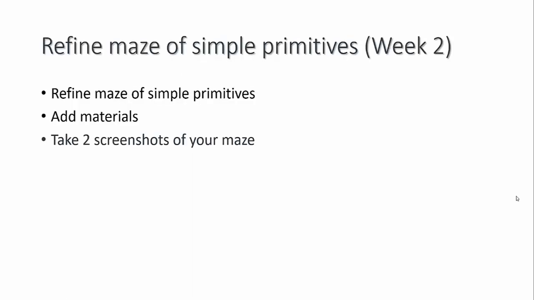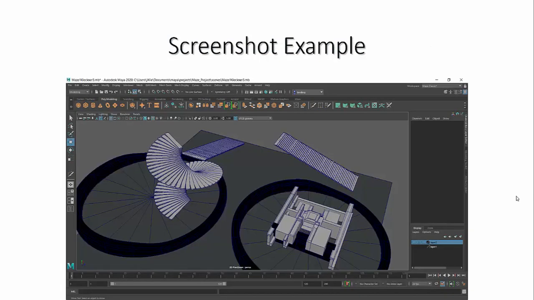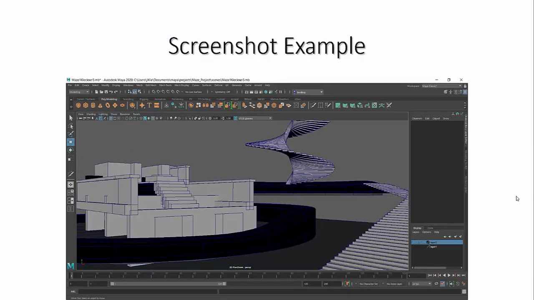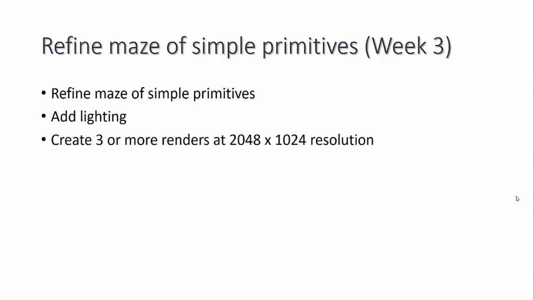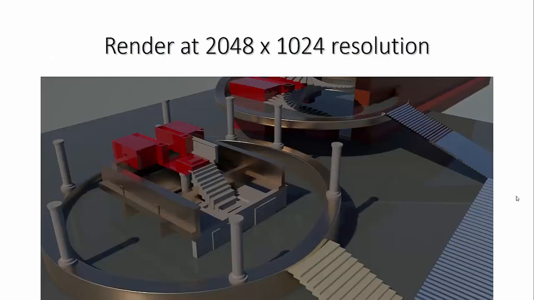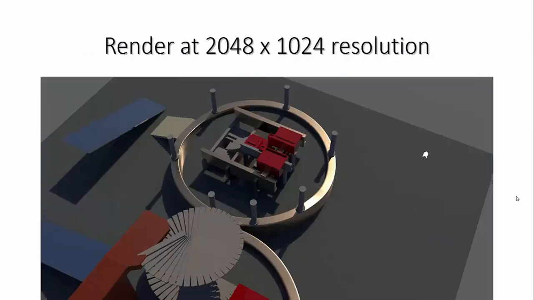In the second week, you'll refine, so you'll have more time to model and actually make your primitives. And then you're going to add materials and then take 2 screenshots. Materials aren't going to show up until you render, but we'll talk about what they'll look like in the display. And then the third week, you'll refine the primitives even more and add lighting, and then create 3 or more renders at 2048 by 1024 resolution. So it's looking like something like this. So here's a nice render, and here's another render of some maze here.